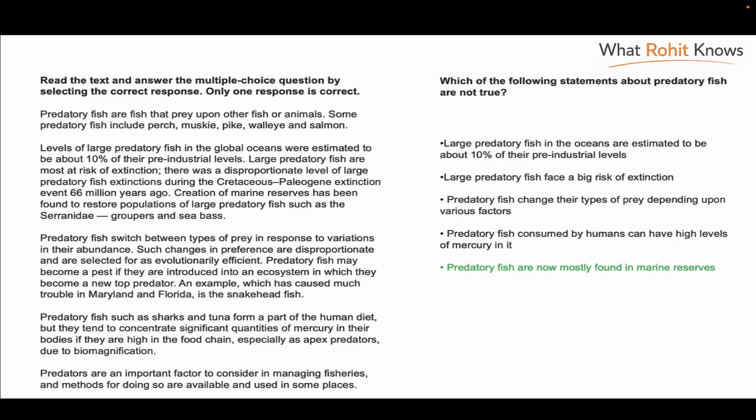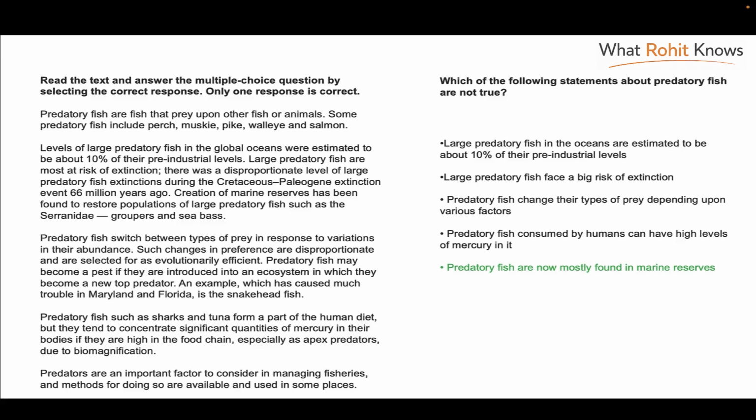How do we go about multiple choice single answers? We start by reading the question. So the question here is, which of the following statements about predatory fish are not true? The keyword here, predatory fish, and statements about predatory fish. And we have to find the one statement that is not true.